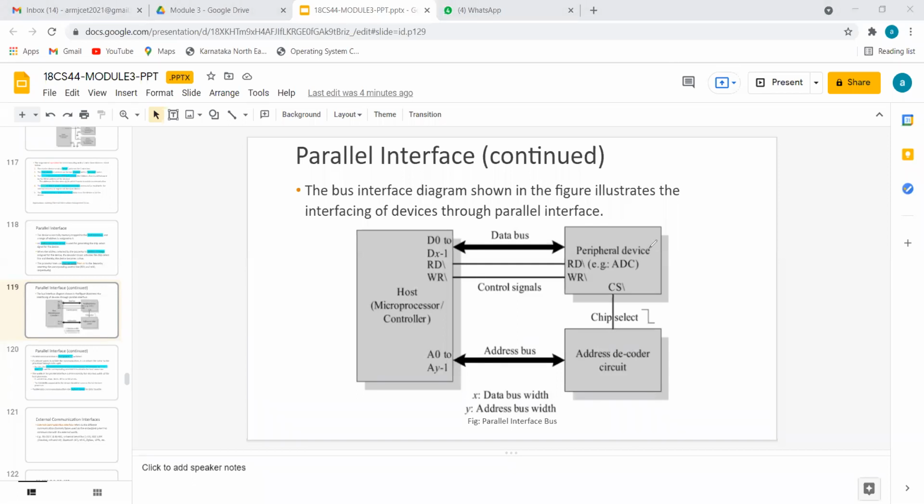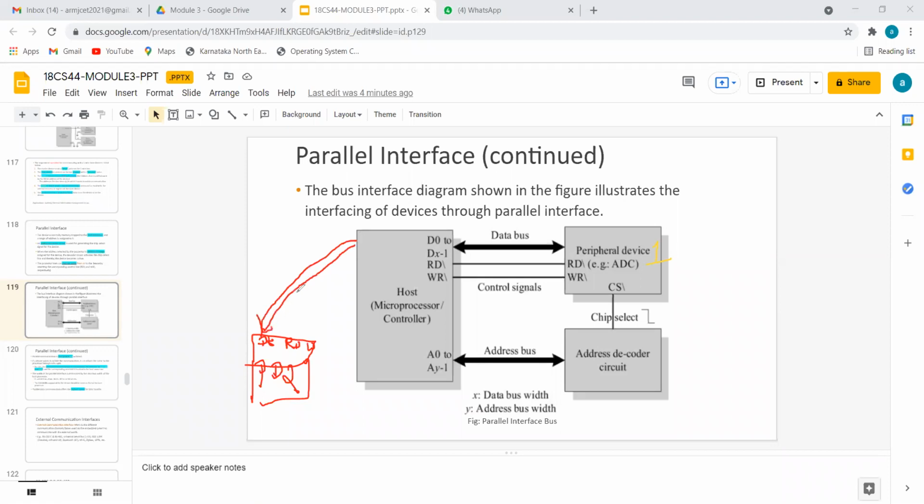See here, there is one peripheral device whose number is 1, and I will also use peripheral device 2. This peripheral device 2 will also have three things: one is read, one is write, and one is data. So here I will put the signals: data, read, then write. So this is a bus.